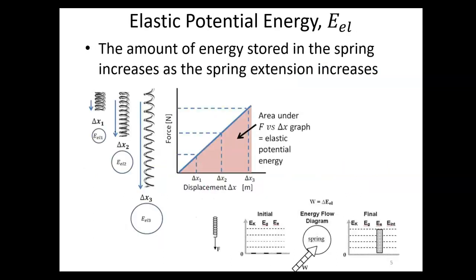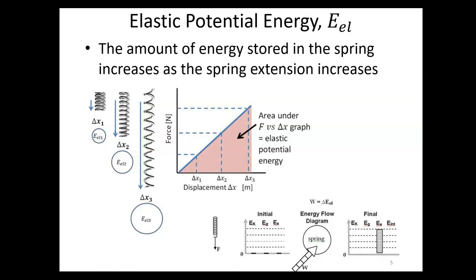Okay, so let's consider a scenario of a coiled spring, and we're applying a force and stretching it by different amounts. So the end of the spring is being displaced by different amounts. We did a lab very much like this. So when the spring is stretched just a little bit by delta x1, it has a small amount of elastic potential energy stored in it. And as the displacement of the spring increases, the energy stored in the spring also increases. And so you see the pie of energy growing.